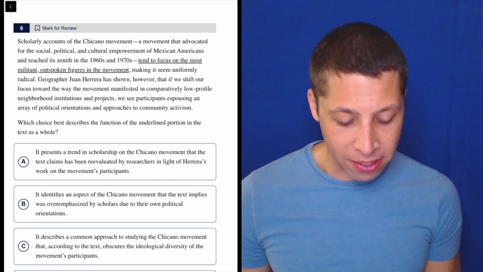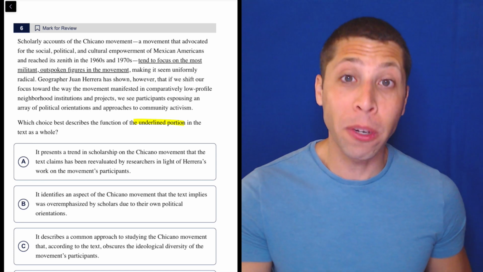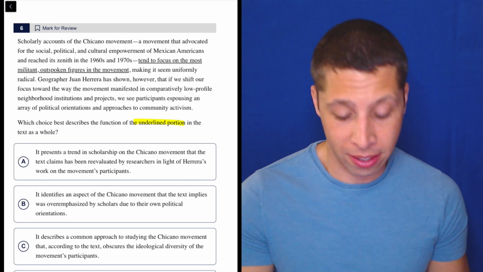Here we have another one of these underlined portion questions. So we got to read everything, but let's make sure we stay focused on the underlined portion. It's not very long in this case.